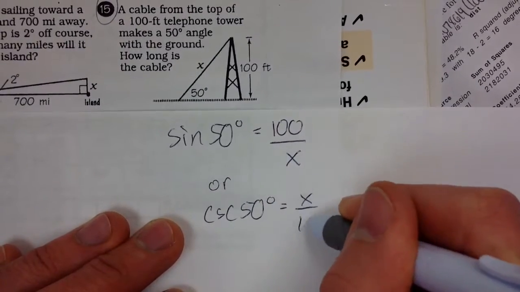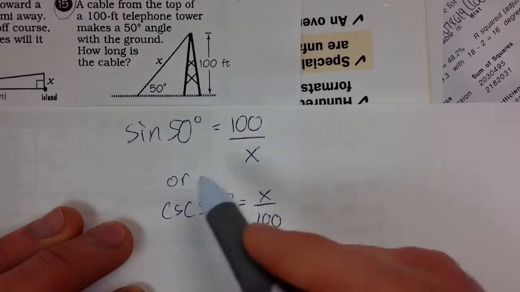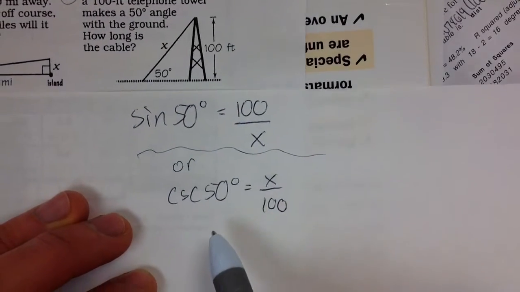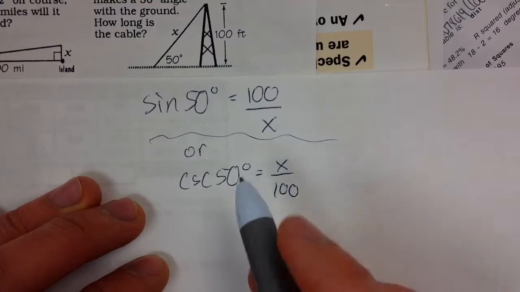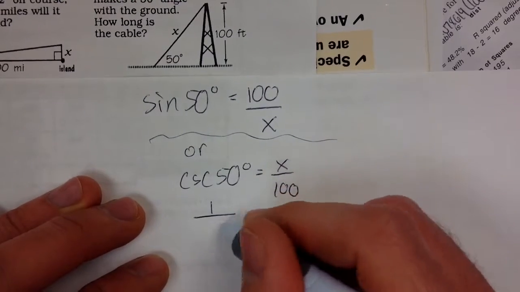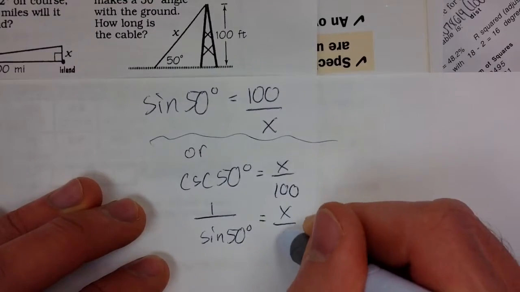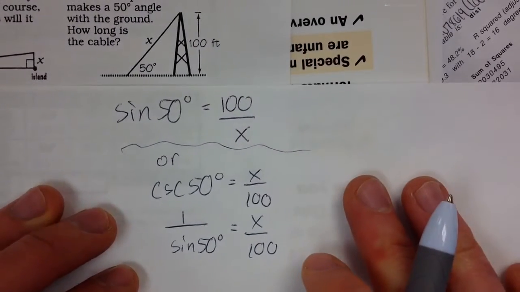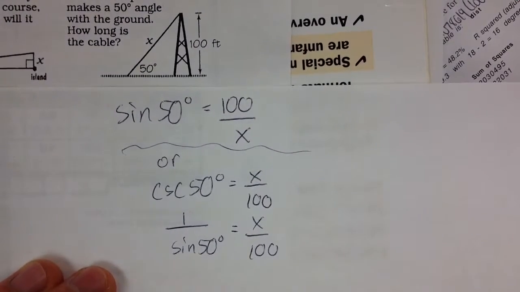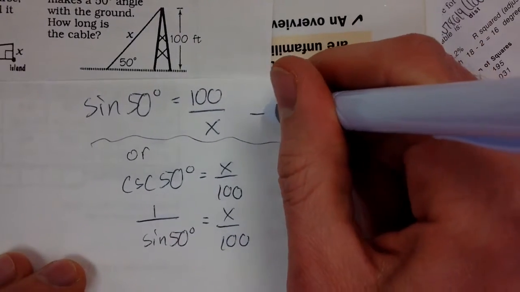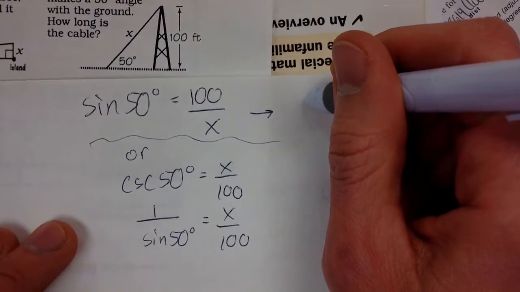Secant equals x over 100. Well, I'm just writing that because some people like to do that. James kind of inspired me to do that. But it's however way you want to do it. I'll do that one. You can multiply 100 by cosecant of 50 degrees.